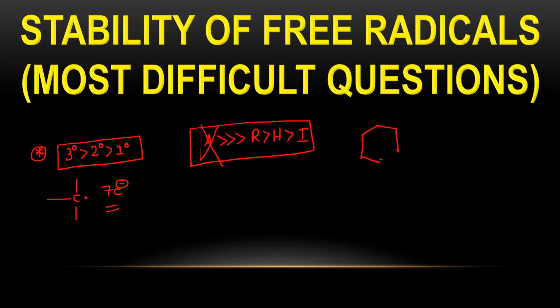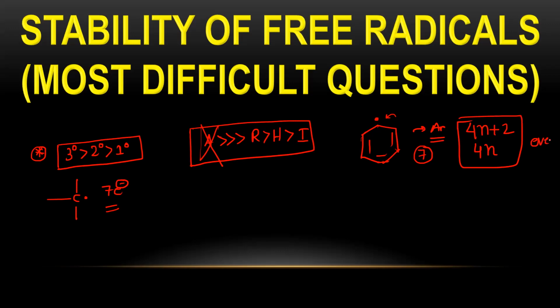Why will it be non-aromatic? Suppose I give you this example. Plus, we know this is the tropylium cation and this is aromatic, 6 pi electrons over 7 centers, so 4n plus 2. But if I put a dot here, a free radical, then the overall electron count of the system is 7. Whenever a free radical comes, it will never be an even number. For being aromatic, the rule is 4n plus 2. For being anti-aromatic, the rule is 4n. Both are even numbers, but when a free radical comes, it generates an odd number of electrons. So it will never be aromatic. So you should not consider the aromaticity factor while comparing stability.